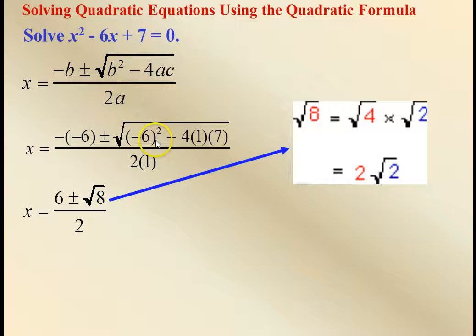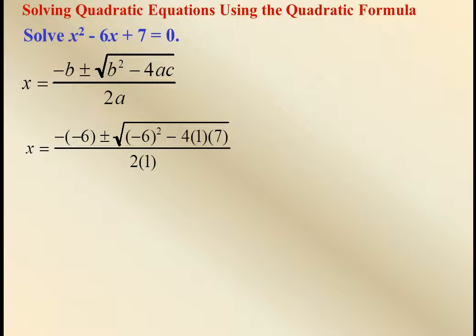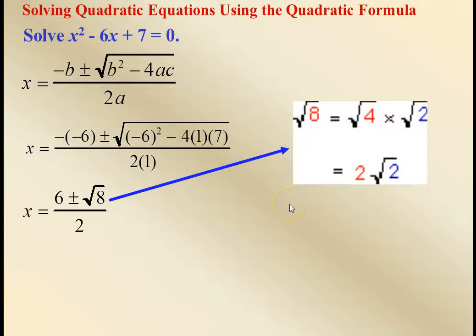Negative 6 squared is 36. Minus 4 times 7, which is 28. 36 minus 28 is 8. So you got negative negative 6, so 6 plus or minus root 8 all over 2. Now, root 8 we should be able to simplify. That was from grade 10.